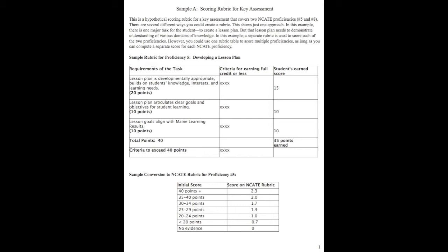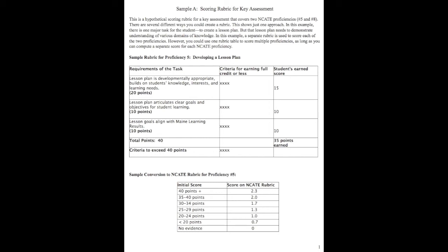So let's take a look at a hypothetical scoring rubric that I've created for this demonstration. In this key assessment, we're covering two proficiencies, number 5 and number 8 on the NCATE rubric, and this is for a pre-service level program.